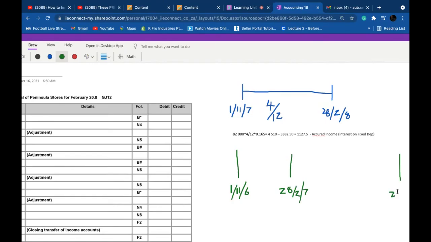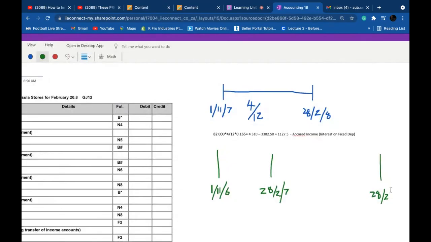Our year end is here, 28 to 8. Okay? But we know they said something interesting happened on 1 September 2007. So that's somewhere here, 1, 9, 7. Okay, so what happened here?